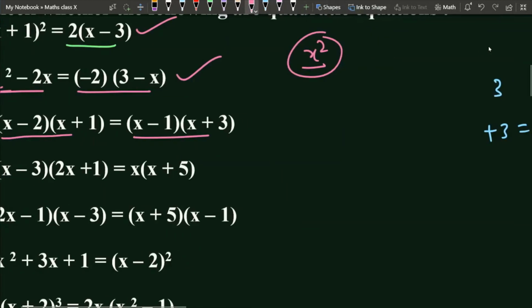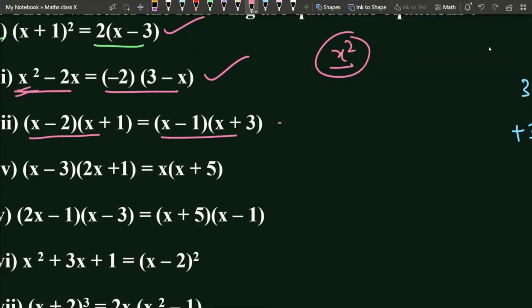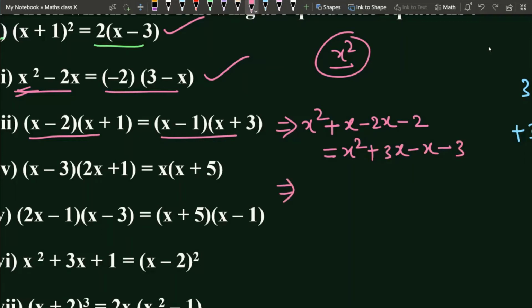If I solve it, you see, this can be written as (x plus 2)(x minus 2)(x plus 1)... x into x, x square, x into plus 1 is plus x, minus 2 into x, minus 2x, minus 2 into 1 is minus 2, is equal to x into x, x square, x into plus 3 is plus 3x, minus 1 into x, minus 1 into 3 is minus 3. This becomes, you see, this x square is cancelled out from right and left.